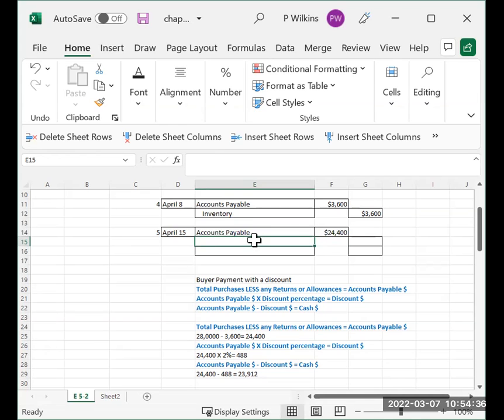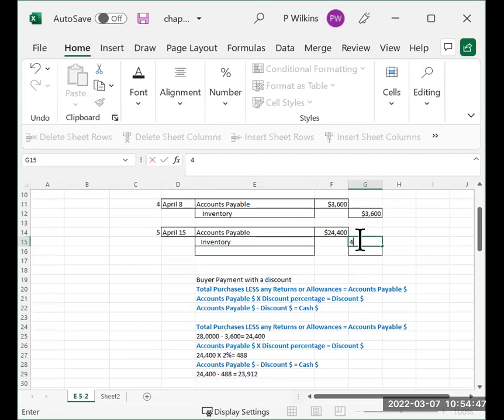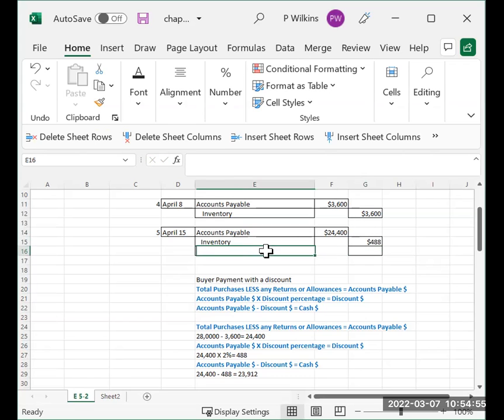Okay. We are then going to credit inventory. And we're crediting inventory for the discount dollar amount because we want the cost of our inventory to go down because we got a discount on what we had to pay for it. So we're going to credit inventory $488.